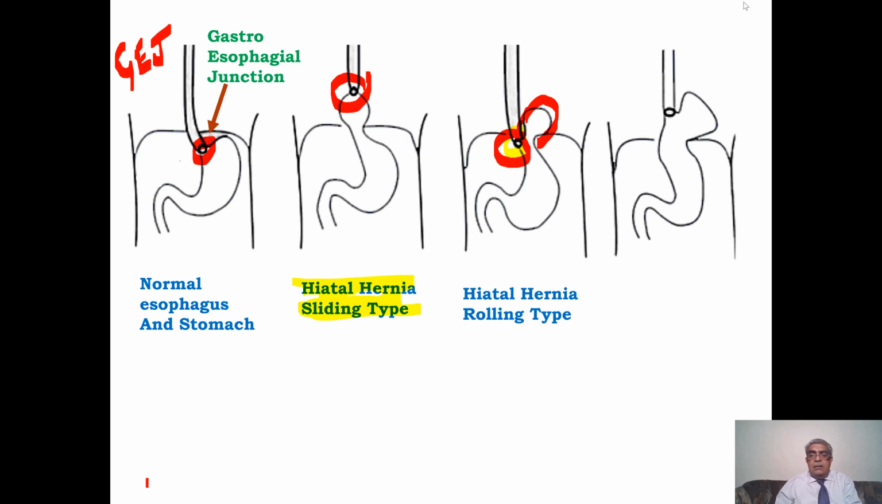And then these are the mixed type of hernia where, look at that, a portion of the stomach along with the gastroesophageal junction lies in the abdominal cavity. They are the mixed type of hernia. Now if you understand that, I think the other things will be very, very easy.